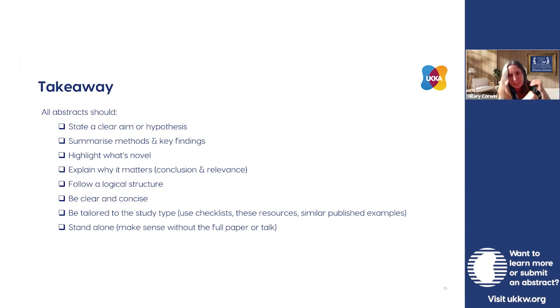Be clear and concise. Tailor your abstracts to the type of study that you're doing. You can do this using the checklists that we've talked about. You can also use the resources that are going to pair with the recorded version of this. And also look at similar published examples to what you're doing. So if you find research that's similar to yours, that's been published, that's met the standard, look at what they've done and mold what you're doing off of that.